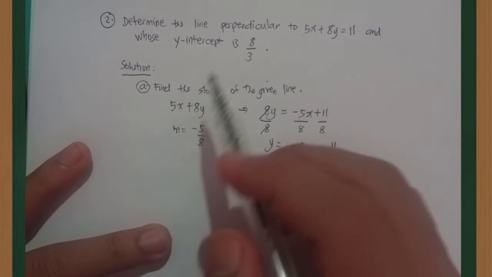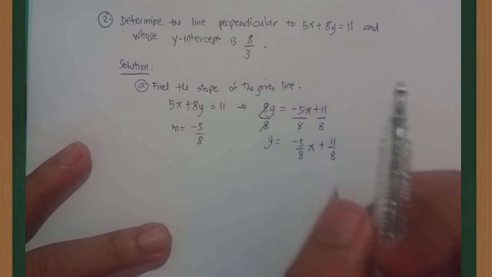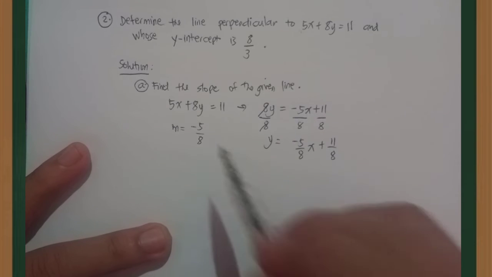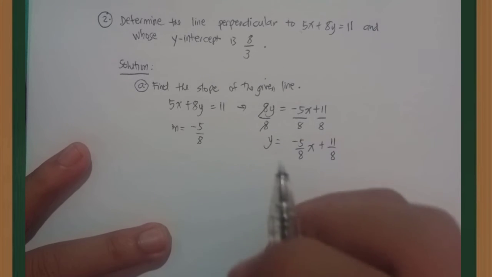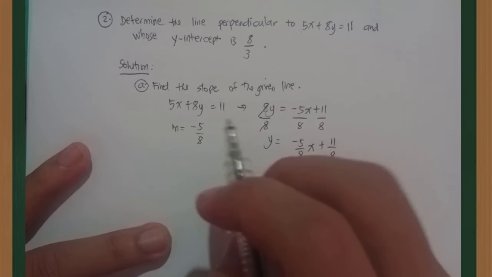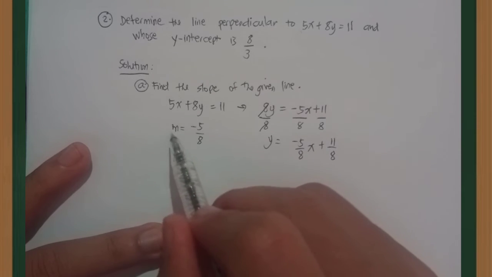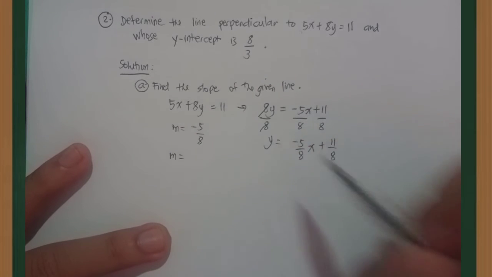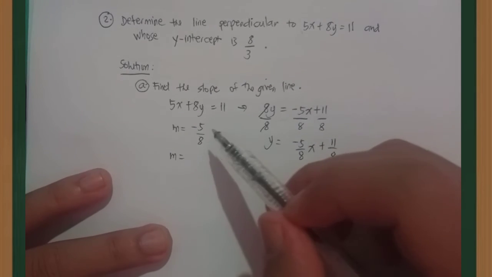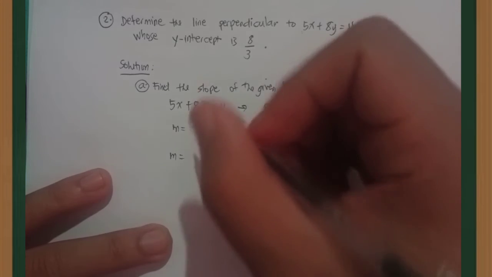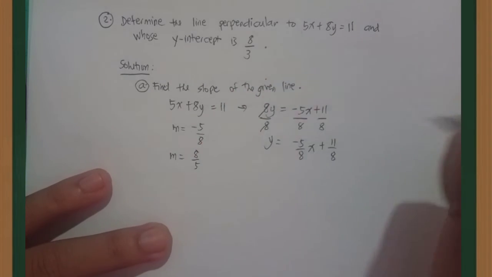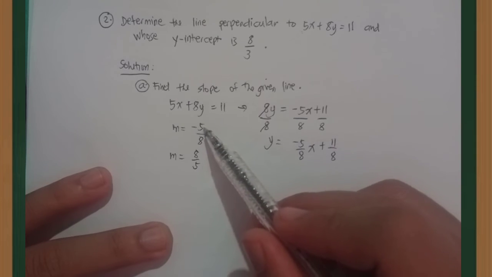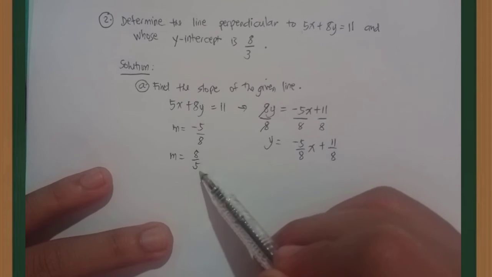But take note, we are talking about perpendicular lines. So after we get the slope of the given line, we will find its negative reciprocal. Did you get me? We will find the negative reciprocal of the slope of the given line. So what is the negative reciprocal of negative 5 over 8? Okay? The negative reciprocal of negative 5 over 8 is positive 8 over 5.